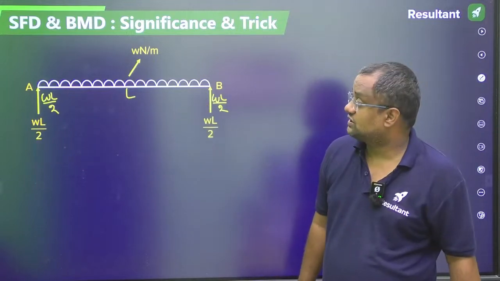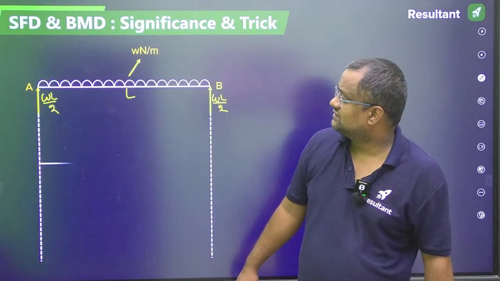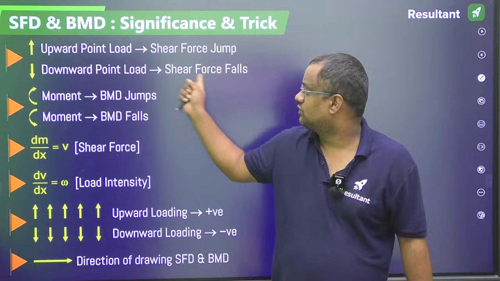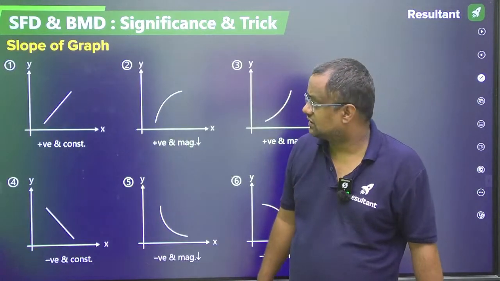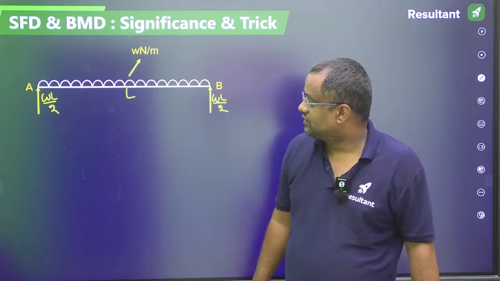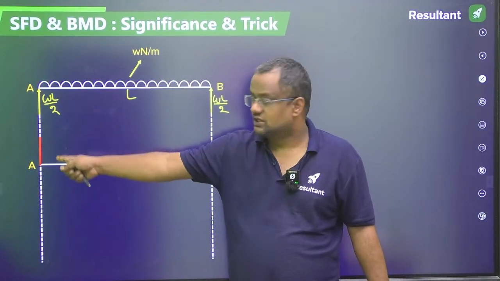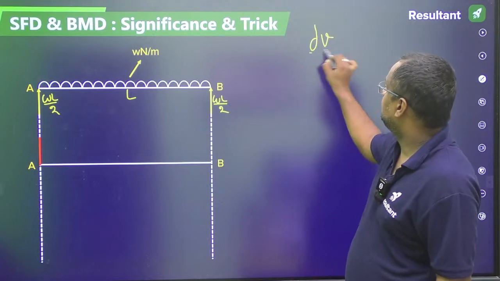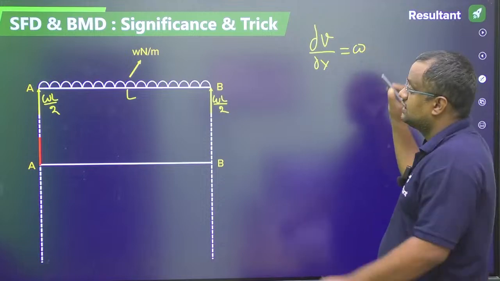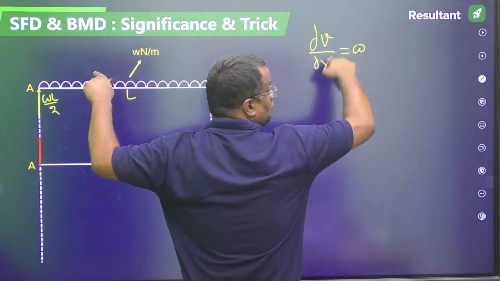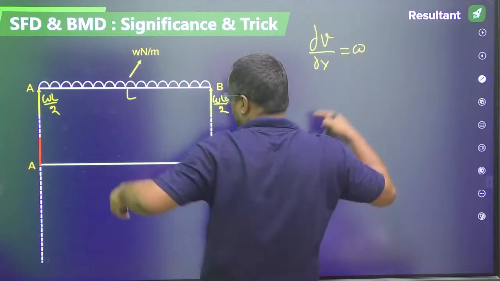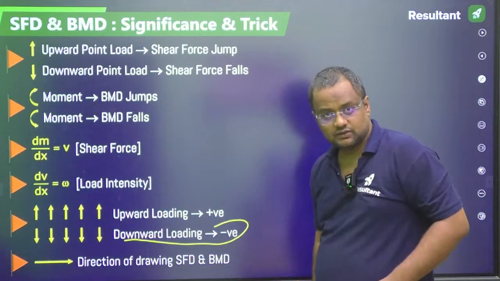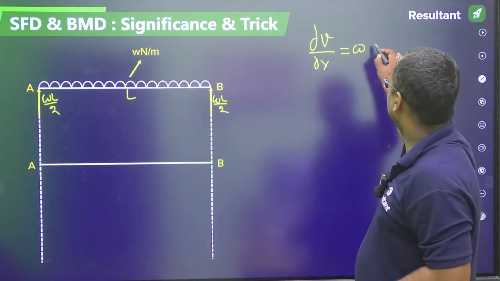So upward point load, shear force jumps here. Upward point load, shear force jumps; downward point load, shear force falls. So shear force jumps by WL by 2. Now after that, dV by dx is W. The shear force slope is the load intensity. Load intensity is downward. What did I tell you about downward? Downward is negative.